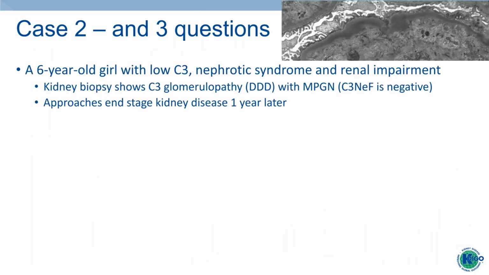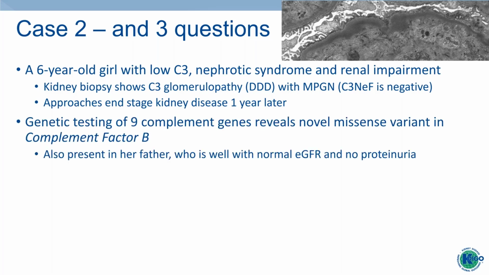So the second case is a 6-year-old girl who presents with a low serum C3, nephrotic syndrome, and renal impairment. Kidney biopsy showed C3 glomerulopathy in a dense deposit disease pattern with dense transformation of the basement membrane shown here, and C3 nephritic factor was negative. Approximately 1 year later, she was approaching end-stage kidney disease. Genetic testing of 9 complement regulating genes revealed a novel missense variant in complement factor B. This variant was also present in her father, who is well with a normal eGFR and no proteinuria.